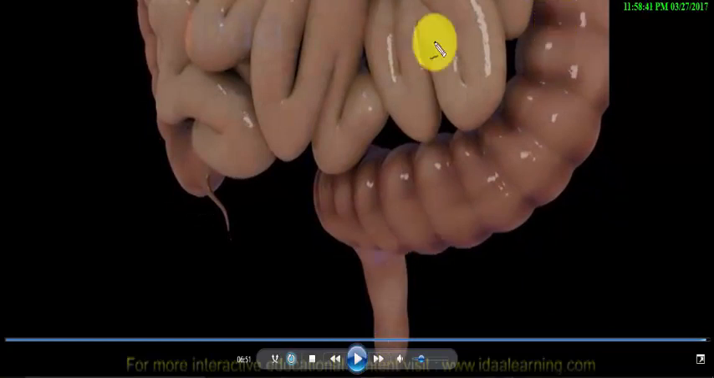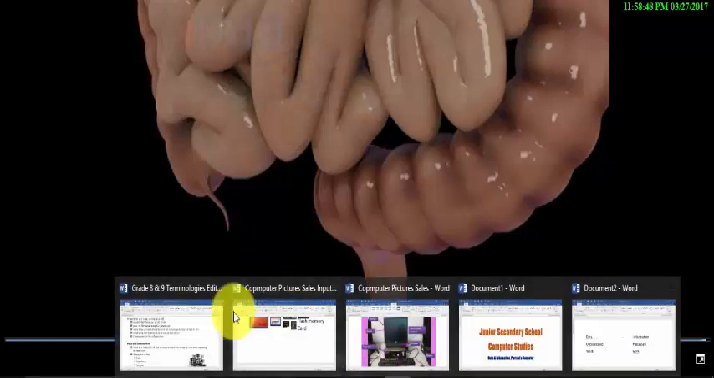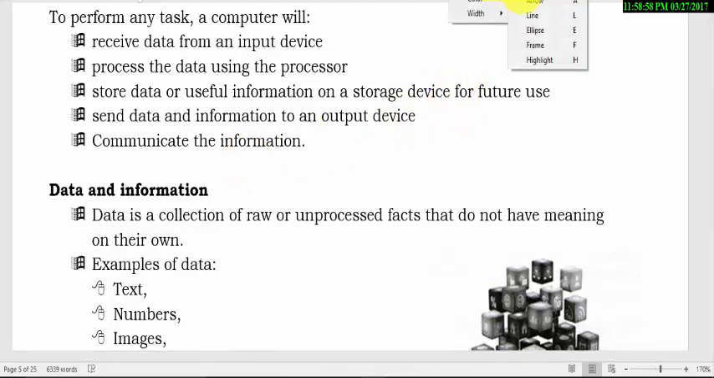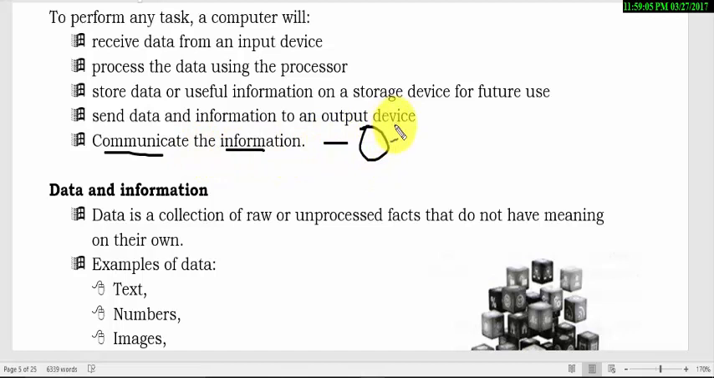So now, students, we can go back to our work. We now understand what we are saying. It can be sent to an output device, that is, send data and information to an output device. The other thing you need to understand, students, is that users can communicate this information. You can send this information to others. That is what we call communication.